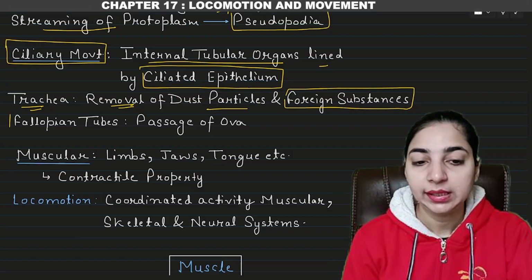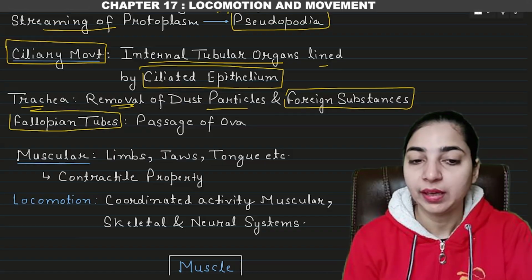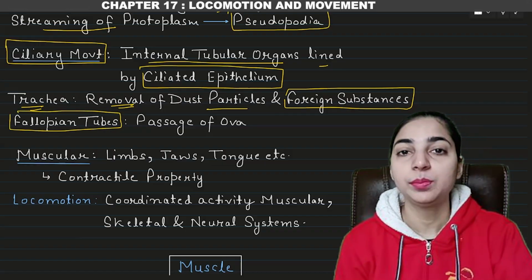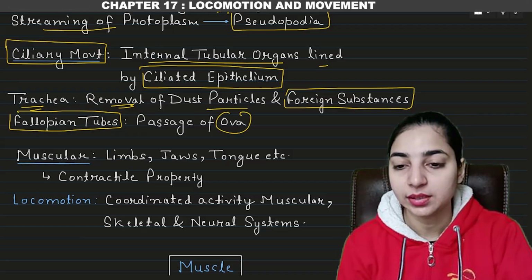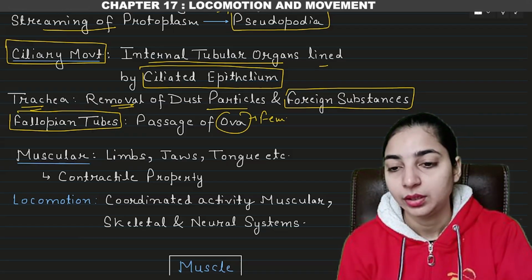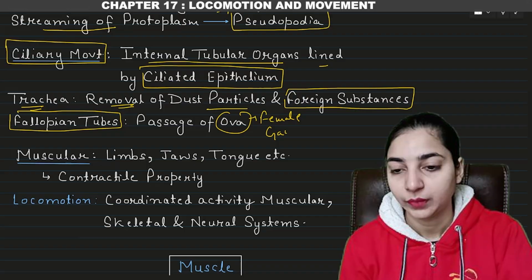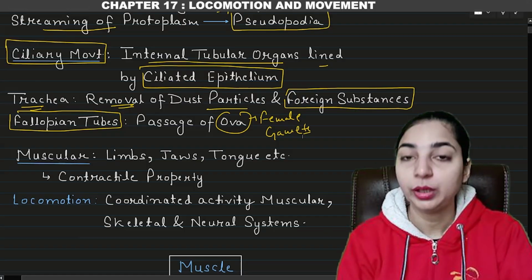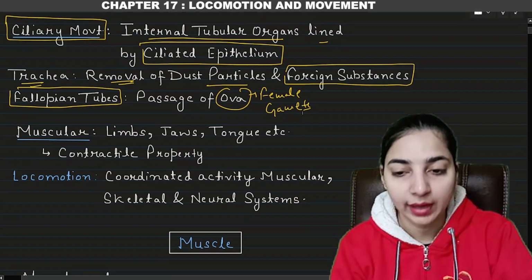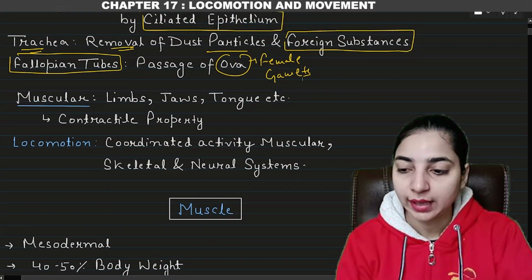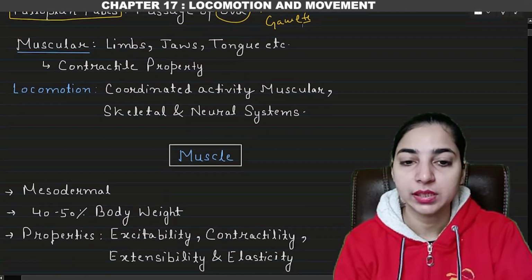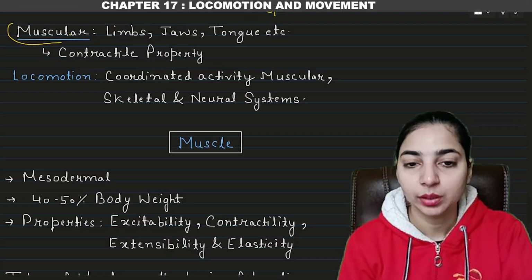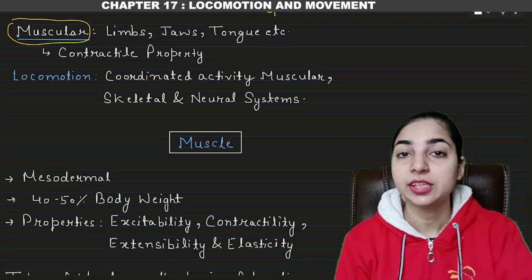Then the ciliated epithelium is also present in the fallopian tubes, where it helps in the movement of the ova, that is the female gamete. So the cilia can also help in the movement of the gametes in the reproductive tract. And the third type of movement is the muscular movement that leads to locomotion.